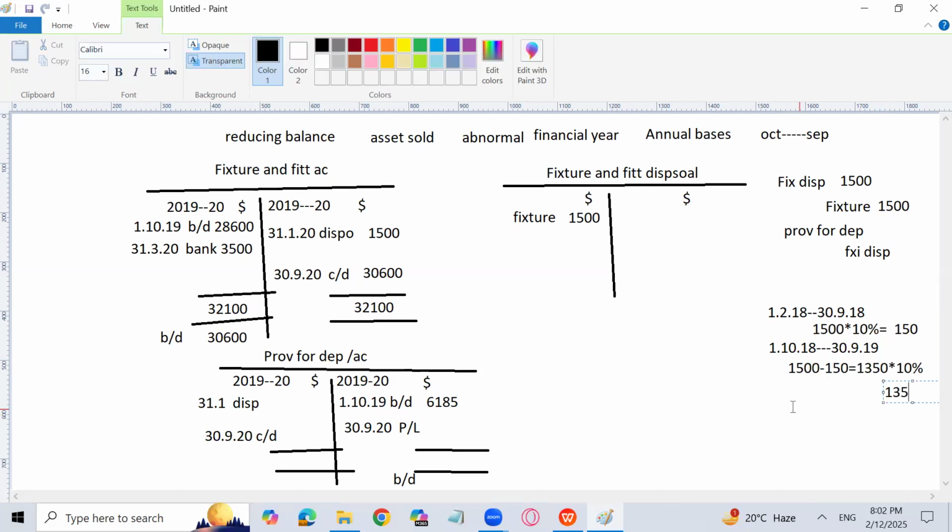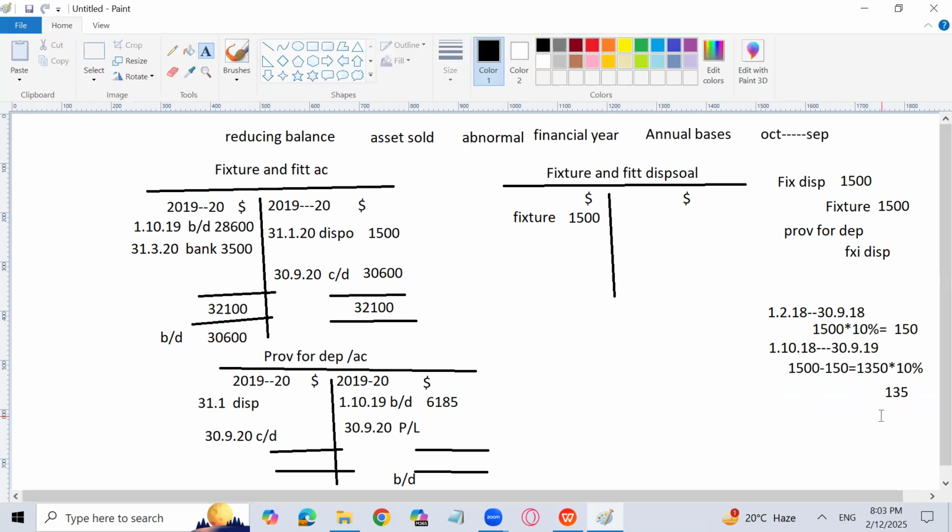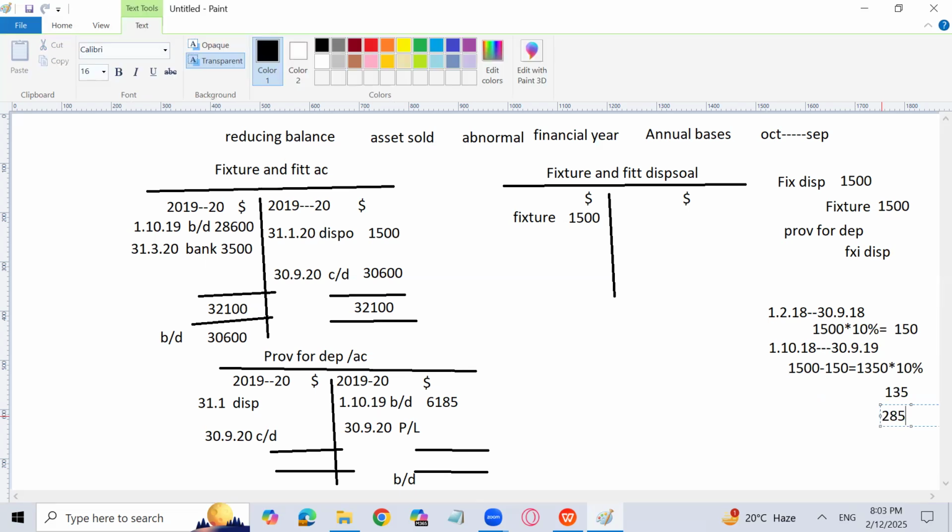Again, the asset is going to be used, just for understanding purposes, from 1/10/19 till 31/1/20. But in this year, I will not calculate depreciation, because from October 19 till September 20 the asset has been sold, on 31st January. So in the year in which the asset is sold, we will not charge any depreciation. So the total depreciation on the asset sold is 285.